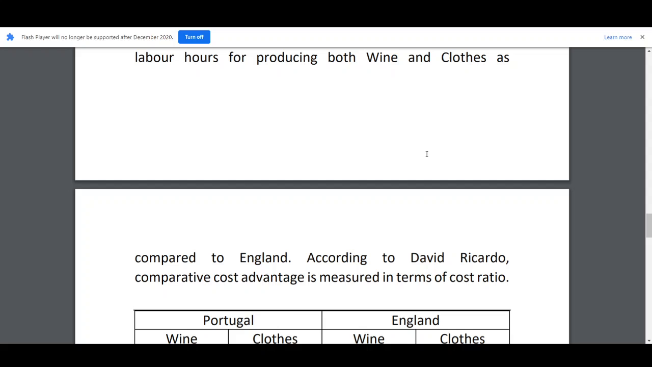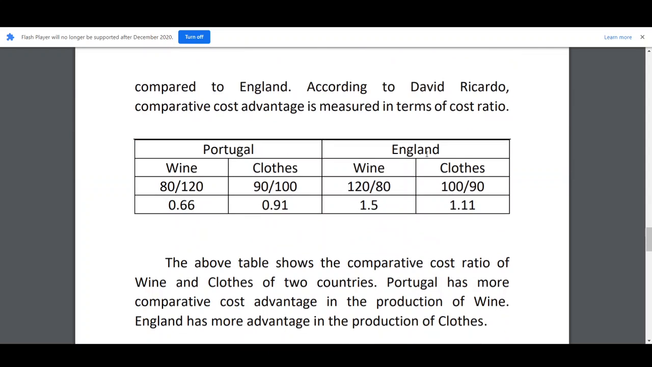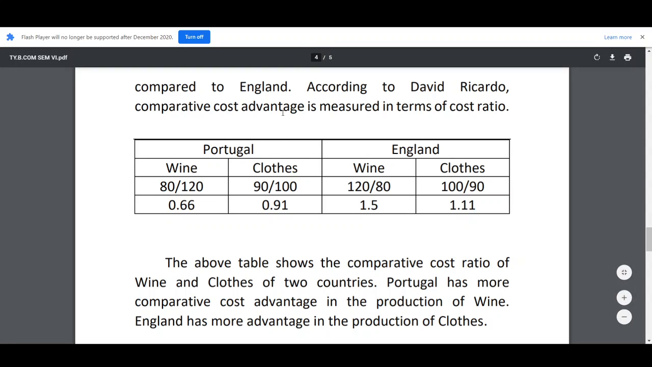Okay. So, according to David Ricardo, comparative cost advantage is measured in terms of cost ratio. What is that? In terms of cost ratio. We already studied that Portugal has more comparative cost advantage in the production of both the commodities, wine and the cloth. Isn't it? Because the cost of production is less. The labor hour used is less. Understand? But according to David Ricardo, we can further explain the comparative cost advantage through cost ratio.